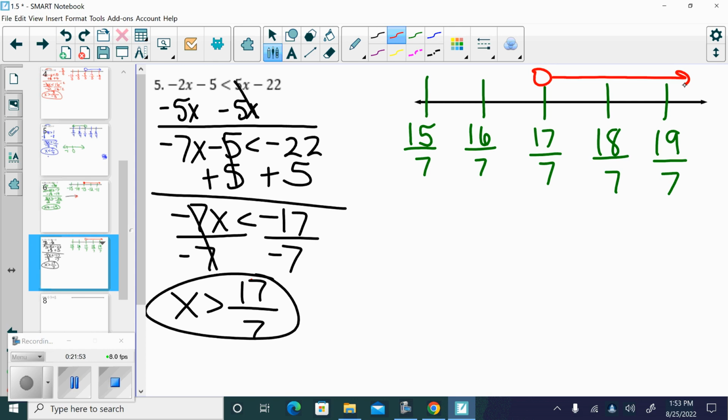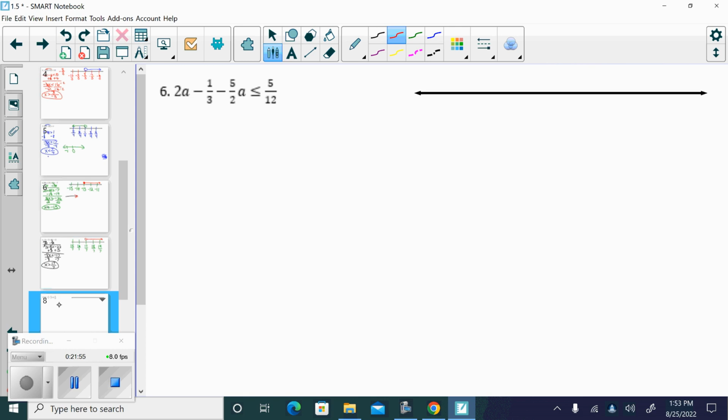All right. Number 6. Use your calculator. Okay? Didn't think they were supposed to. Hold on. Yes, they did. I'll mess with them later. All right. Punch it in your calculator.